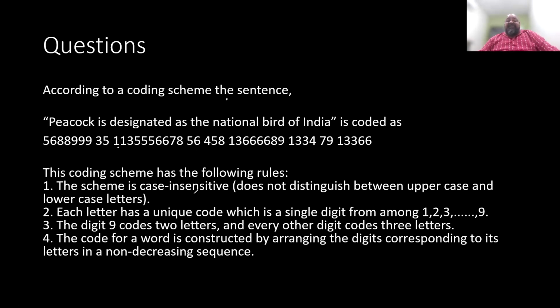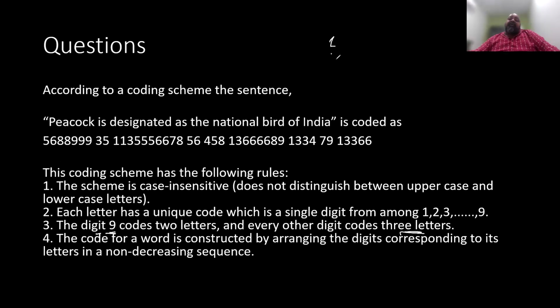Then it says the scheme is case insensitive. Upper and lower case does not matter. Each letter has a unique code. So E or I will have either 3 or 5 as the code. Every alphabet has a single digit from 1 to 9 as its code, but if you look at the digits, 9 has 2 letters as its code. Every other digit codes 3 letters.